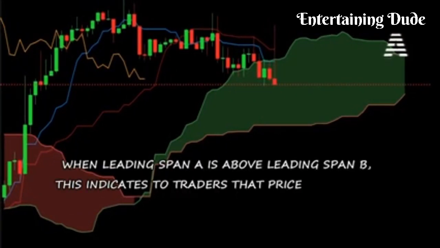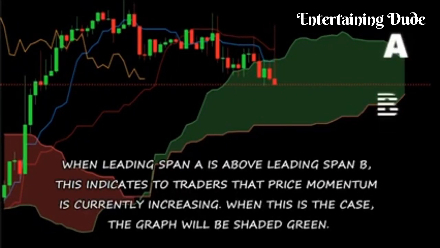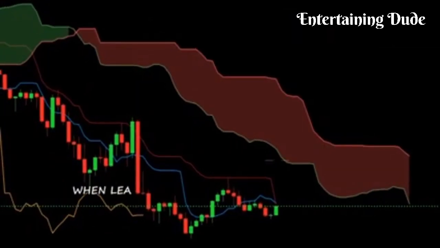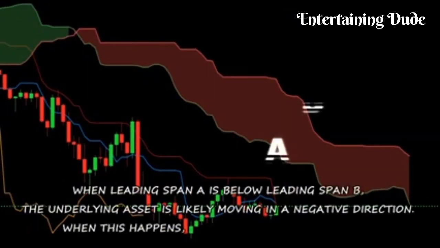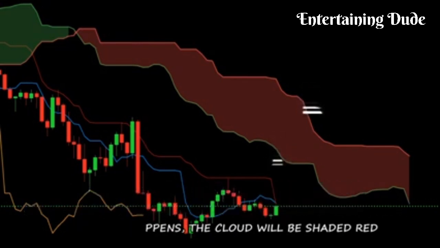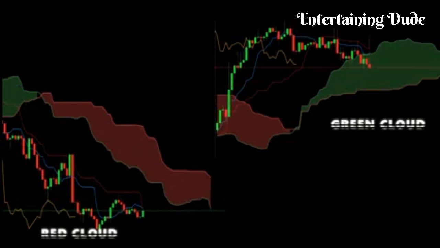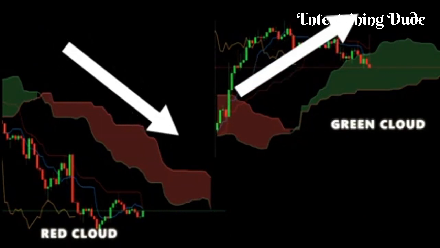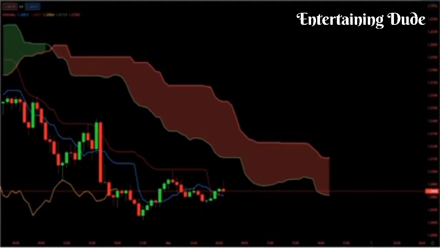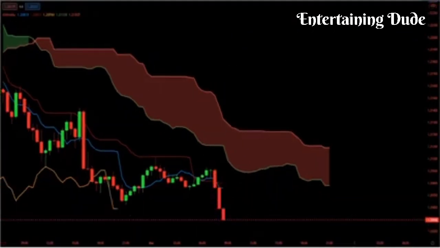When leading span A is above leading span B, this indicates to traders that price momentum is currently increasing. When this is the case, the graph will be shaded green. On the other hand, when leading span A is below leading span B, the underlying asset is likely moving in a negative direction. When this happens, the cloud will be shaded red. Despite the graph complications, simply looking at the colors of the cloud can help you determine the direction of the market. Here are some basic interpretations of the Ichimoku charts.